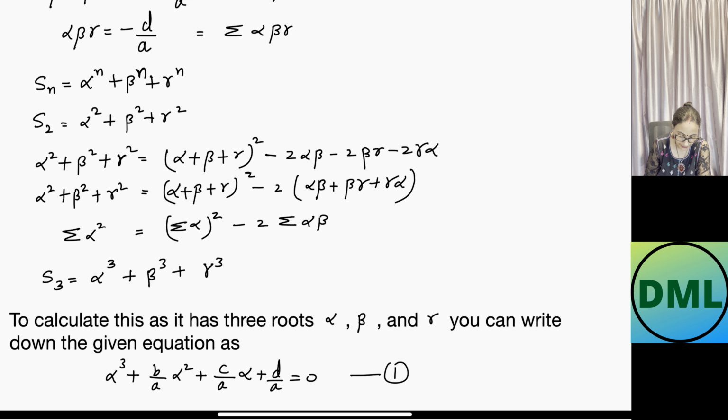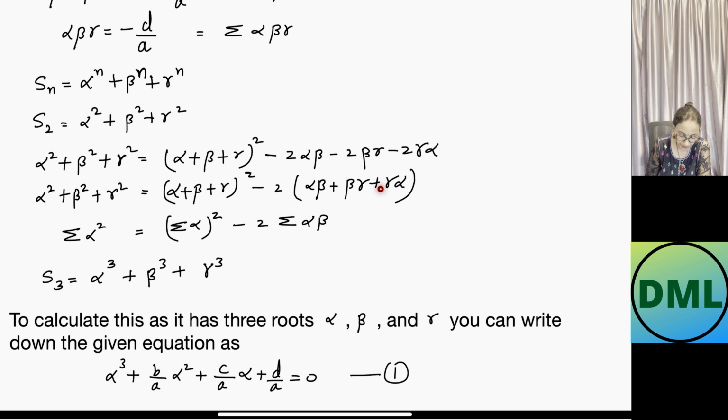This will be written as sigma of alpha square. This will be written as sigma alpha the whole square minus 2. This will be written as sigma alpha beta. This sigma alpha square is basically S2.